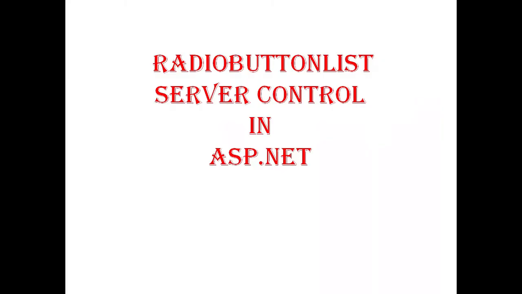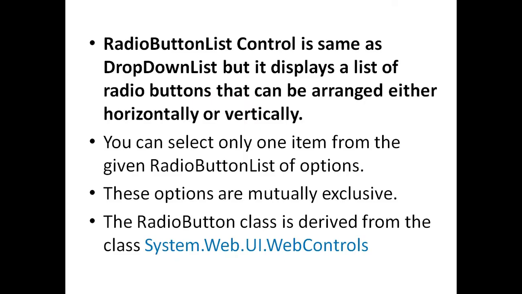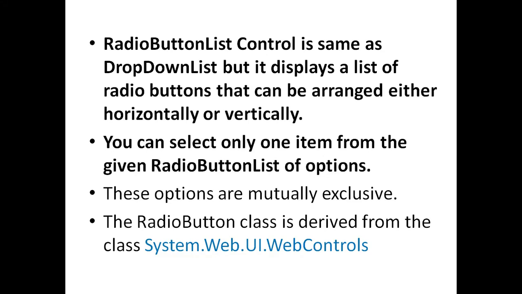Here we will see radio button list server control in ASP.NET. Radio button list control is same as drop-down list, but it displays a list of radio buttons that can be arranged either horizontally or vertically. User can select only one item from the given radio button list.